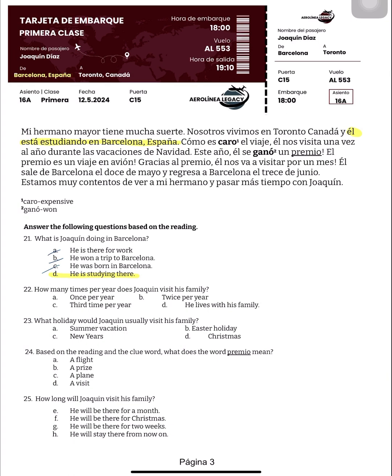How many times per year does Joaquin visit his family? Okay. Como el viaje está caro, because it is expensive. El viaje is trip. Él nos visita una vez al año. Okay. Now, una is one. And then vez is going to be like per. And then año, which you know is year. So we know that he's coming once per year. So my answer is going to be A.